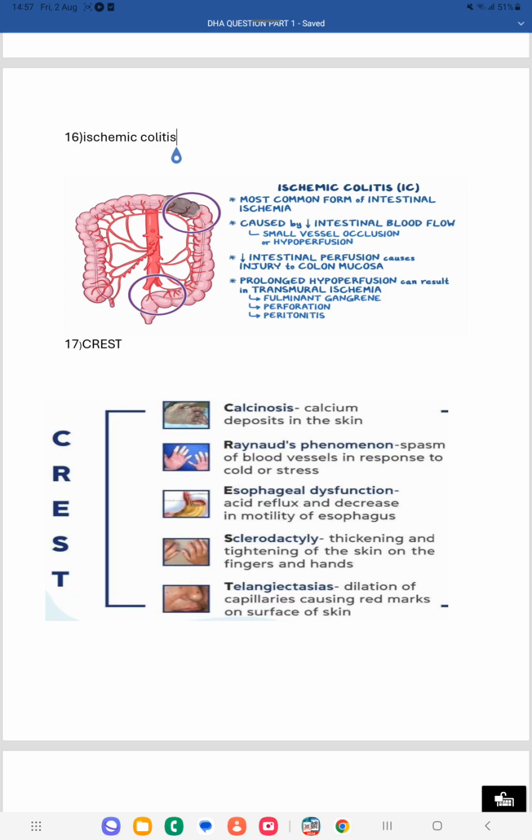And the fifth one is telangiectasia. That is known as dilatation of the capillaries. It will be seen as a red mark on the surface of the skin. Small red dot-like structures, that is called telangiectasia, indicating dilatation of the capillaries. These are all happening because of the hardening of the connective tissue. So in this CREST syndrome, mainly all the symptoms are focusing on the skin. Calcinosis, Raynaud's phenomenon, esophageal dysfunction, sclerodactyly, telangiectasia. These 5 symptoms together are called CREST syndrome.